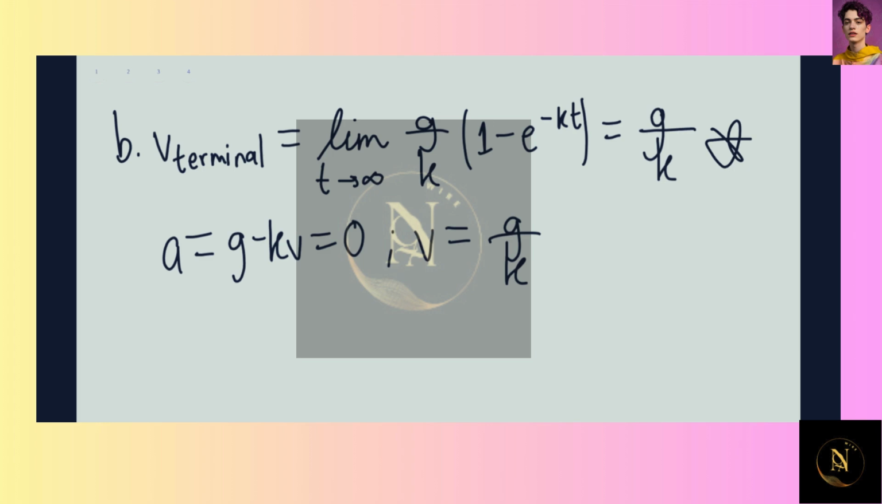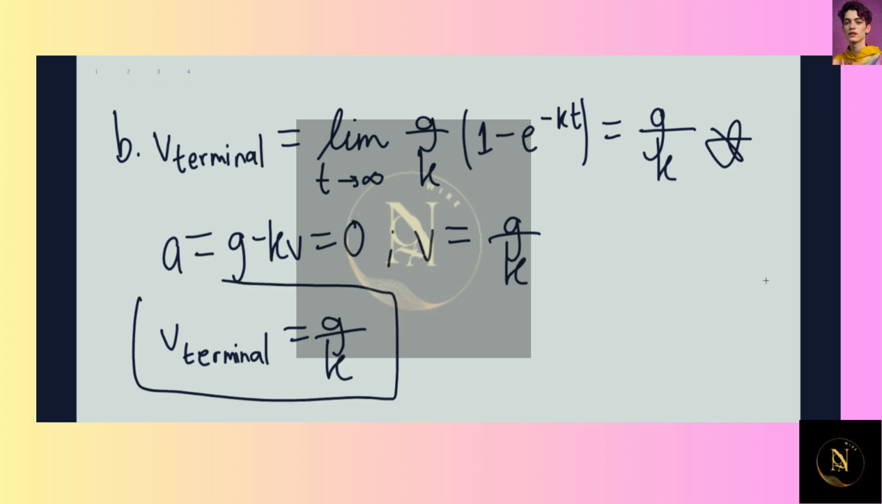It gives you more information in the sense that the definition for the terminal velocity is the limit as time approaches infinity. So again, the terminal velocity will equal g over k. This is your answer for part B.